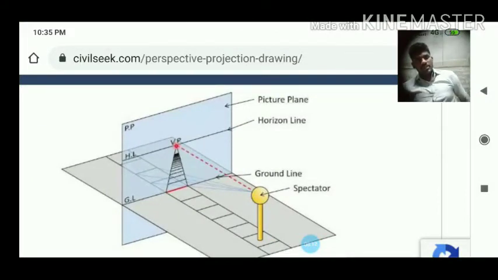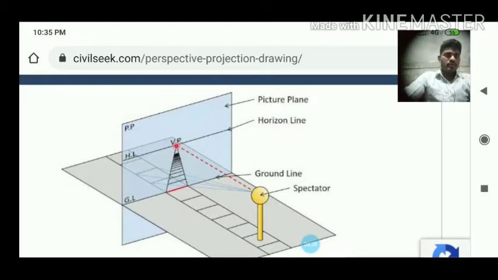Look at here. What is a perspective projection? What is the perspective projection definition that we have to understand? I will explain the definition with a practical example.